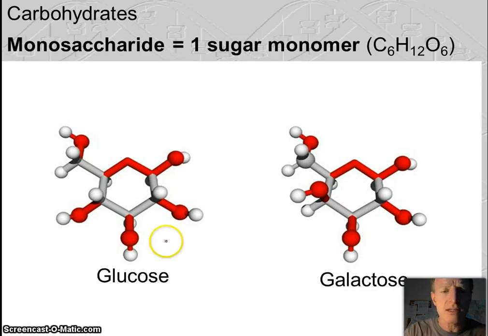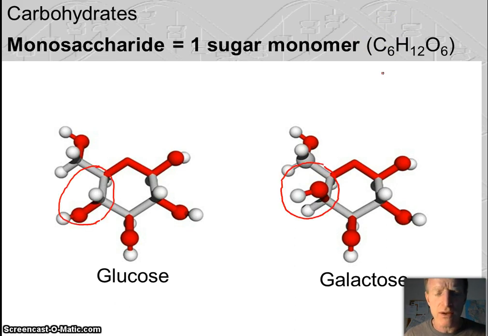Two examples of monosaccharides are right here. Here's glucose, that's found in blood sugar. We've already looked at that a couple times. Here's galactose. This is the monosaccharide that makes up lactose, which is a disaccharide. A glucose attached to a galactose makes a lactose. These two look very similar. They both have the same chemical formula, C6H12O6. But if you look very carefully, there's one difference on there. Oh, there it is.